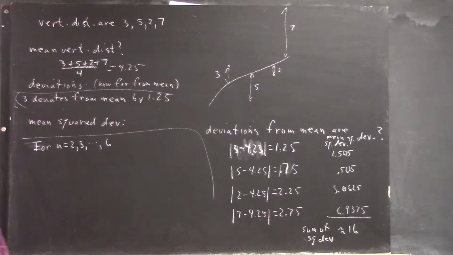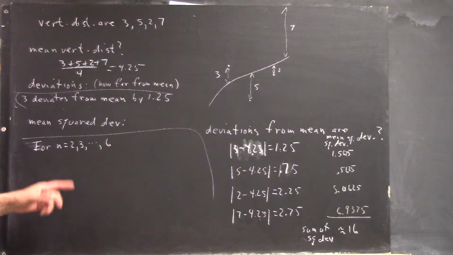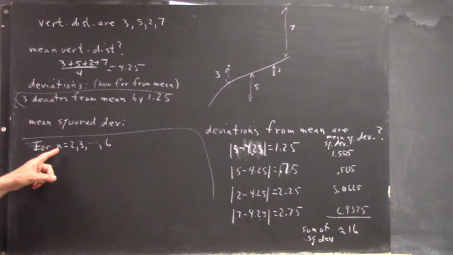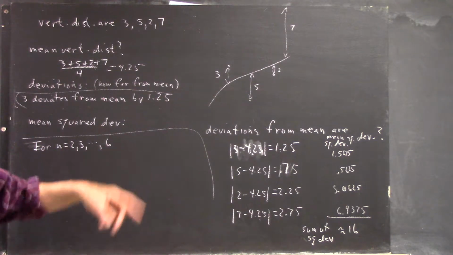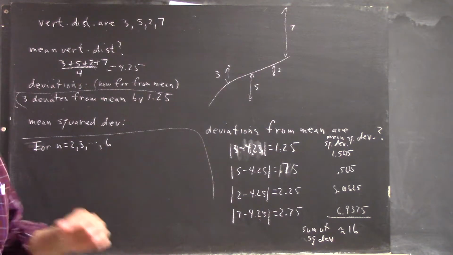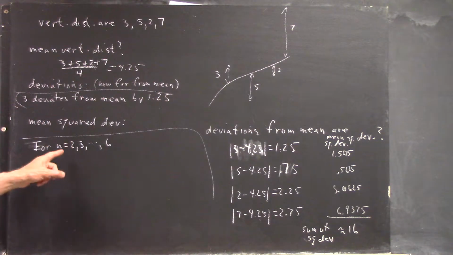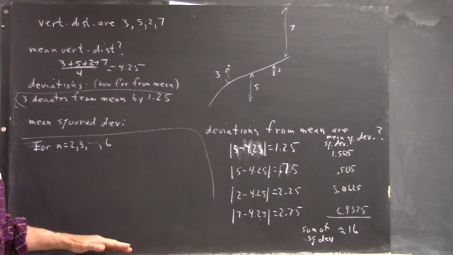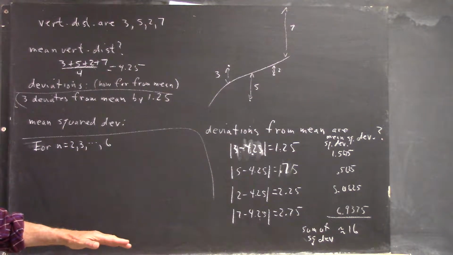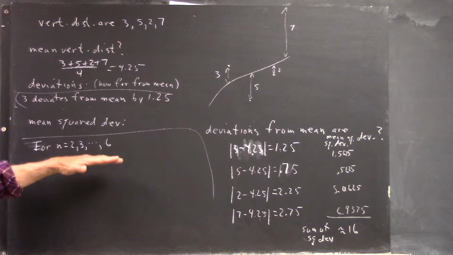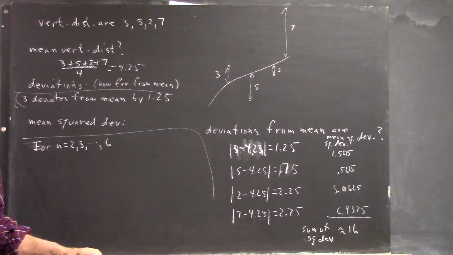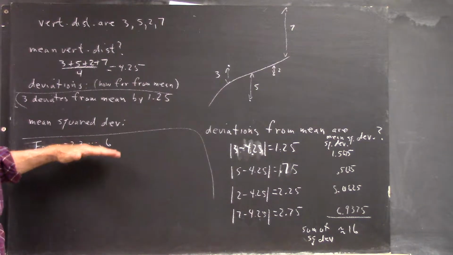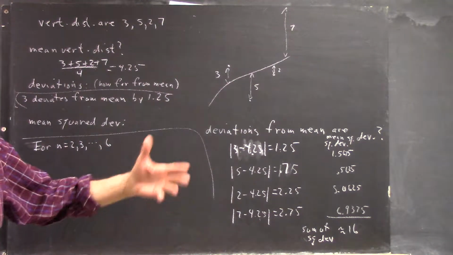Okay, looking at problem 4 on the 0608 document. Number 4 says n is 2, 3, 4, 5, 6, right? That means n takes the value 2, okay? And then there are a bunch of questions, and you answer those questions for n equals 2. Then n equals 3, and you answer the questions for n equals 3. And then n equals 4, and you answer the questions for n equals 4 as best you can.